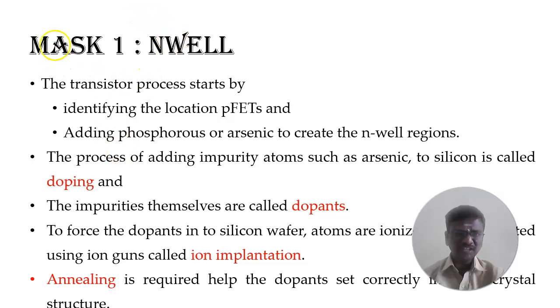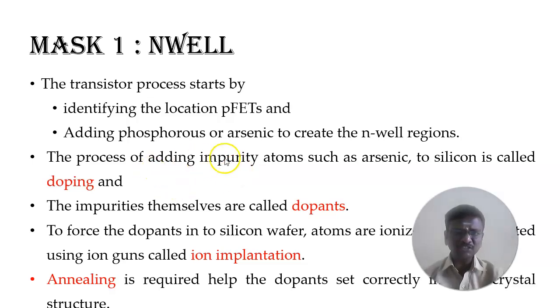So this is the first mask, creating the envelope process. Actually we are taking the transistor. First we are identifying the location of the wells. Here in this well, we add phosphorus or arsenic to create the envelope regions.